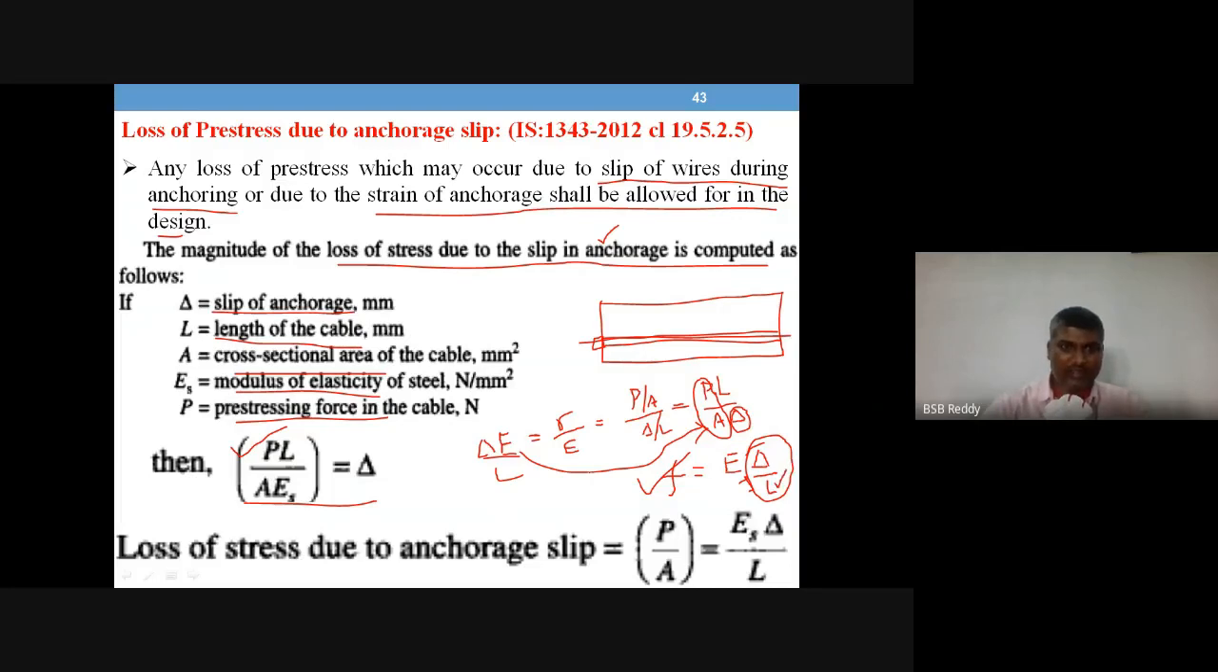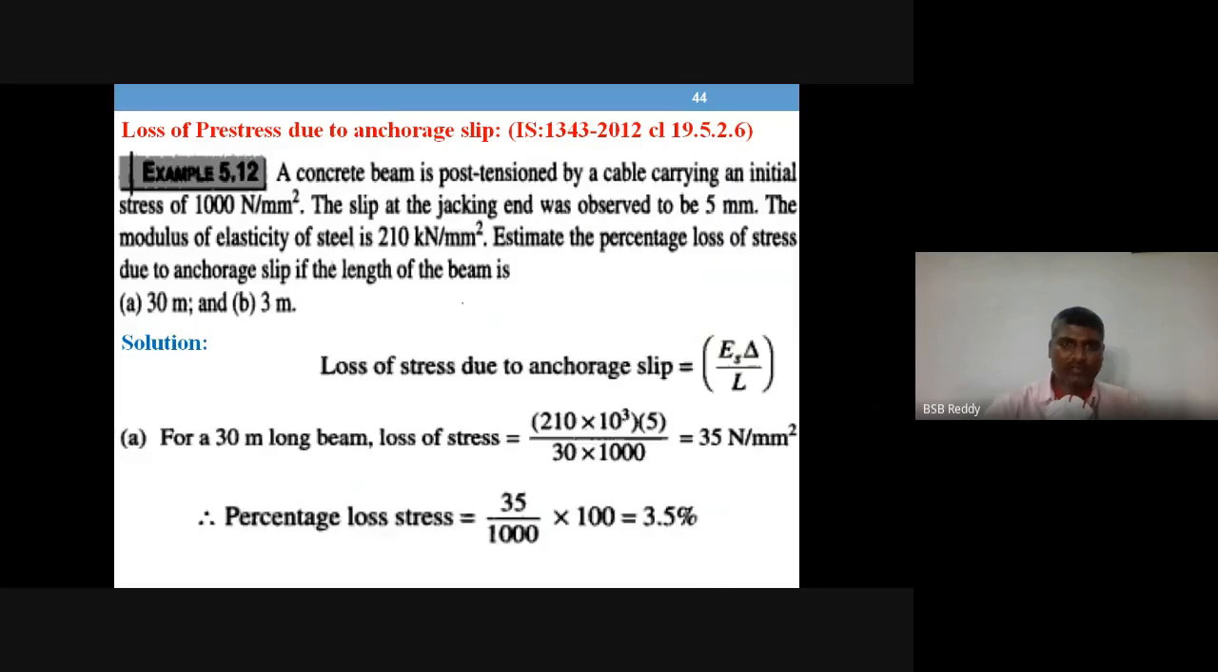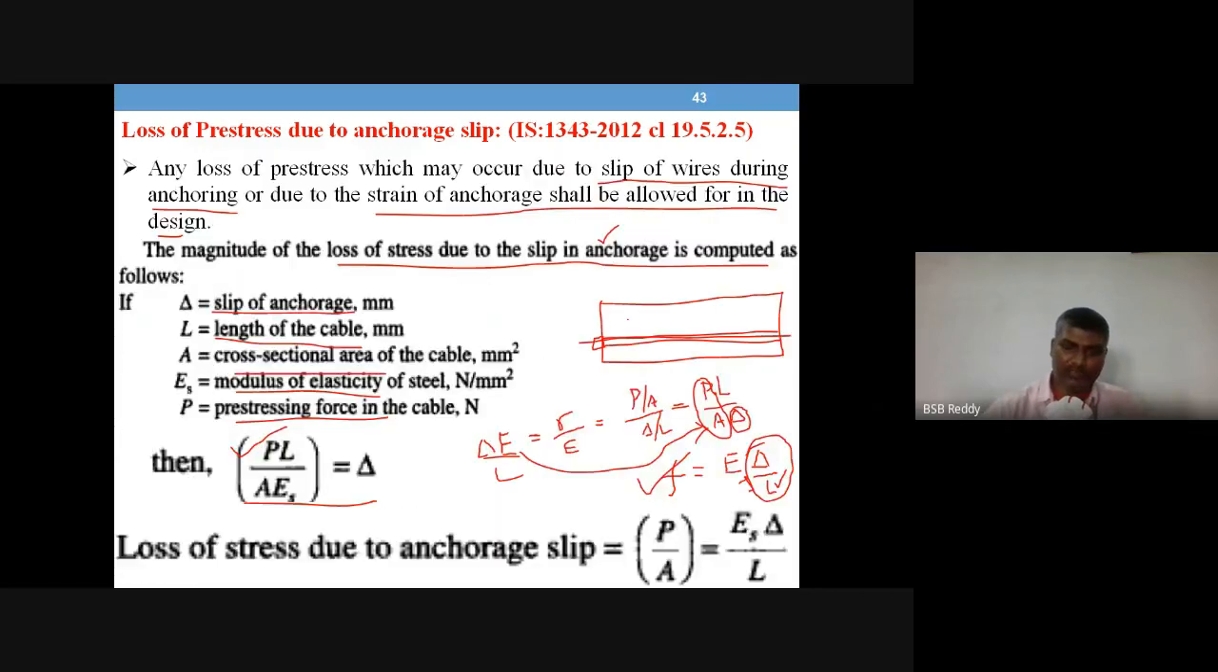Okay, right? So we'll see one example. I forgot to tell you that the loss due to slip in anchorage is only for post tension members, because we don't have any anchorage device in pre-tension members. So this loss is only for post tensioned members.